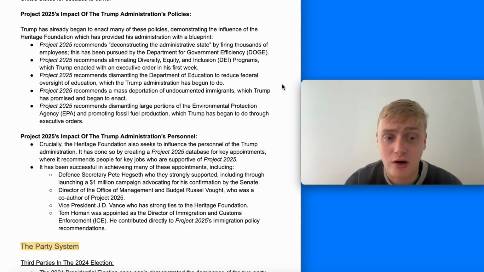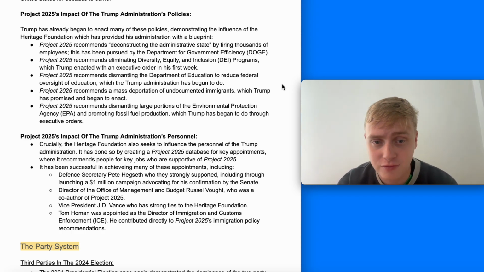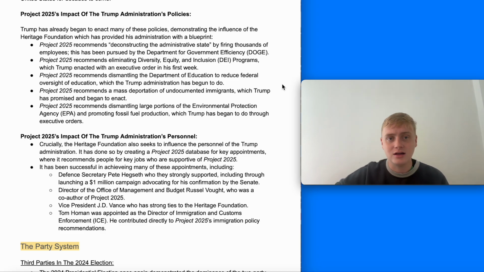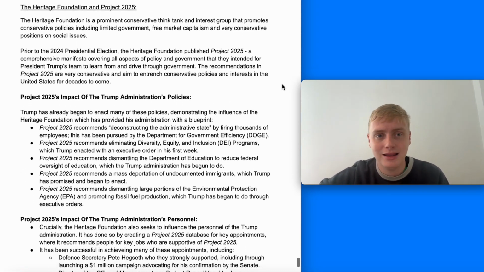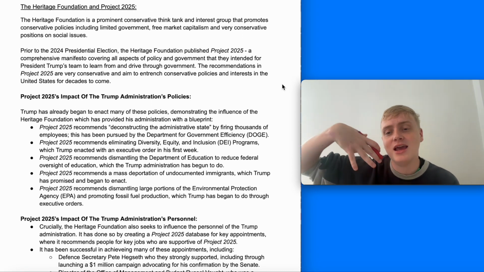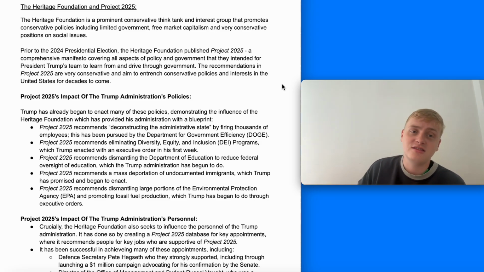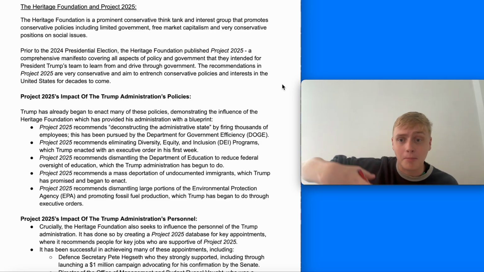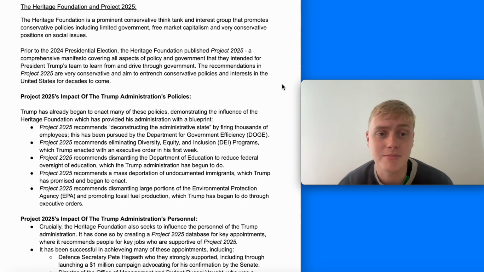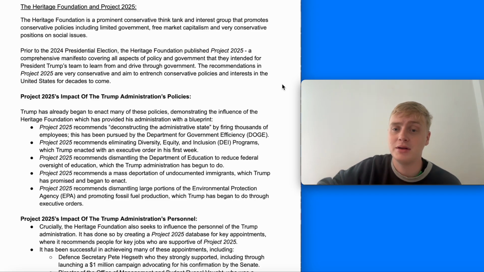Similarly, the Director of the Office of Management and Budget, Russell Vought, was a co-author of Project 2025, and Vice President J.D. Vance has very strong ties to it. So together, this is a really good example, a clear example of the impact of an interest group in the United States by effectively influencing the policies of a major party, in this case the Republican Party, but also the personnel of the Trump administration.